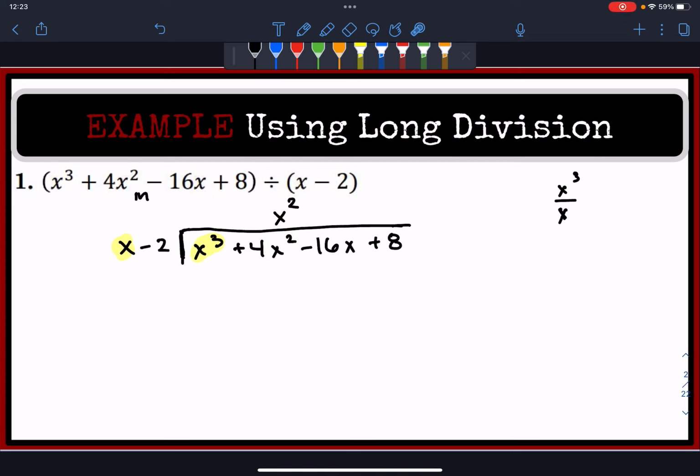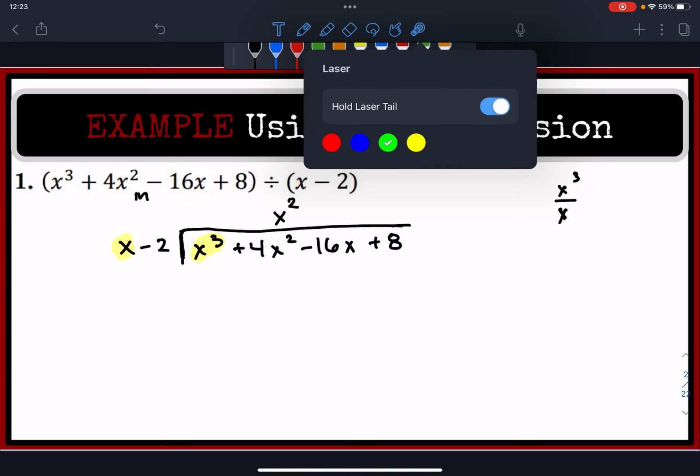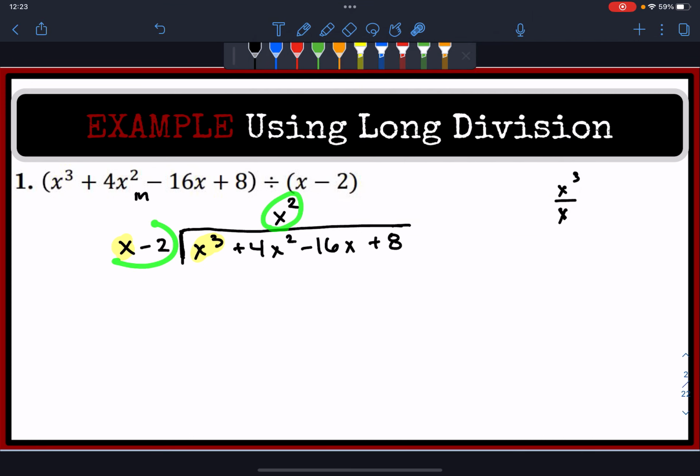Now the next step in long division is to multiply our quotient with our divisor. So we're going to multiply x squared with x minus 2. That equals x to the third power minus 2x to the second power. And what we're going to do with that is subtract those quantities. So we're going to get x to the third power subtracted by x to the third power. Well, that's going to equal 0.